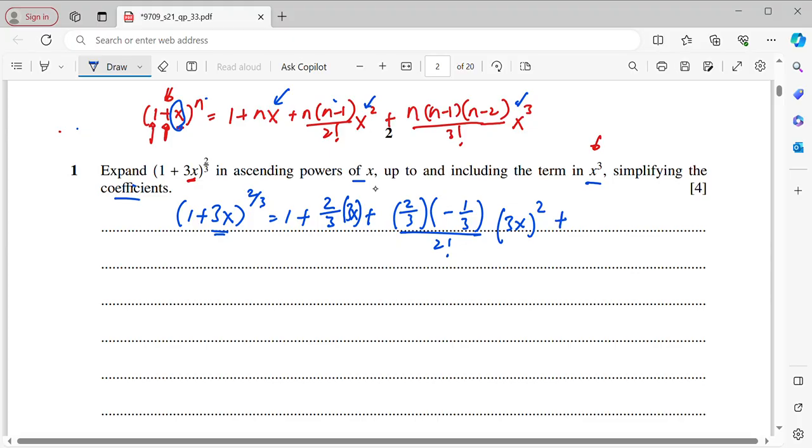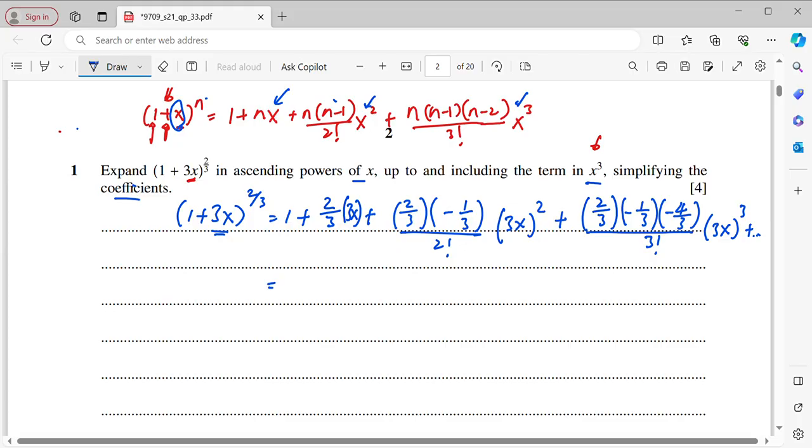Then the fourth term will be 2/3, which is our n, then n - 1. So 2/3 minus 1 is negative 1/3. Then after that, negative 1/3 minus another 1, which is our n - 2, I will get negative 4/3, then divided by 3 factorial, and then (3x) cubed.